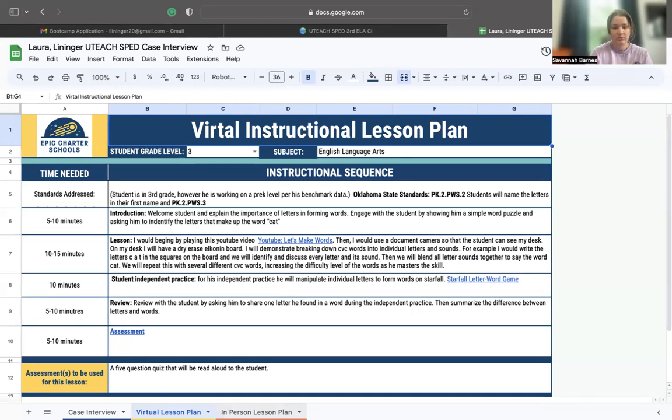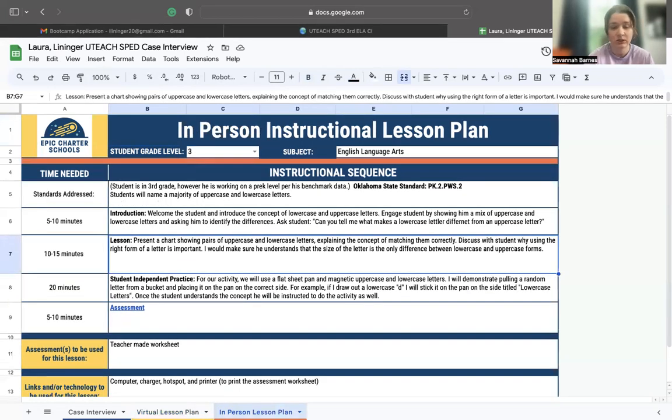And then I have an in-person lesson. The standards are students will name a majority of uppercase and lowercase letters. For the introduction, I would welcome the students and introduce the concept of lowercase and uppercase letters, engaging students by showing him a mix of uppercase and lowercase letters and asking him to identify the differences. For example, can you tell me what makes a lowercase letter different from an uppercase letter?